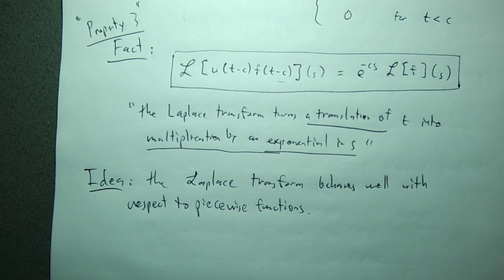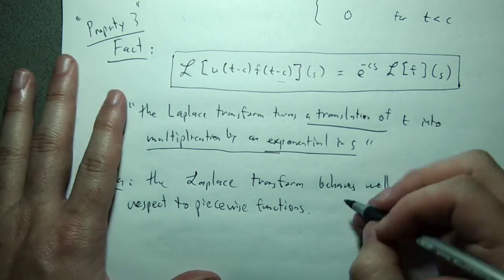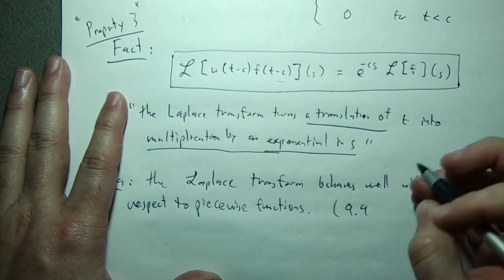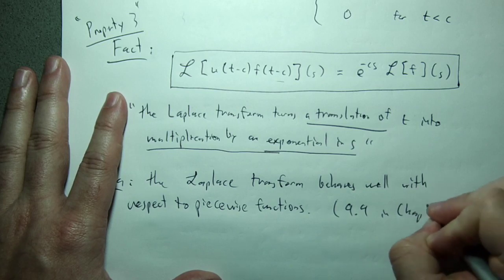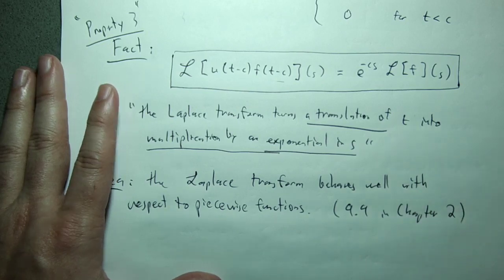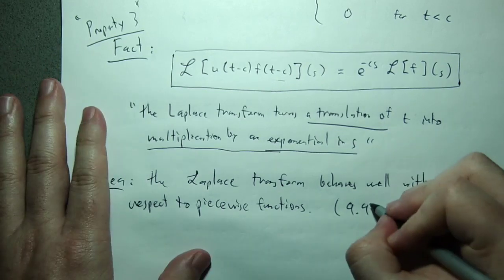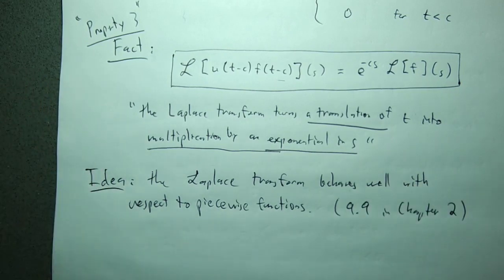But unfortunately, due to time constraints, I'm not really going to talk too much about that. So if you want to see that stuff, 9.9 in chapter 2 is where that stuff is. Okay, 9.9 in chapter 2 explains how you go through that process. Now, like I said, I would have done that in a normal class, but due to all these constraints, I'm not going to do this.